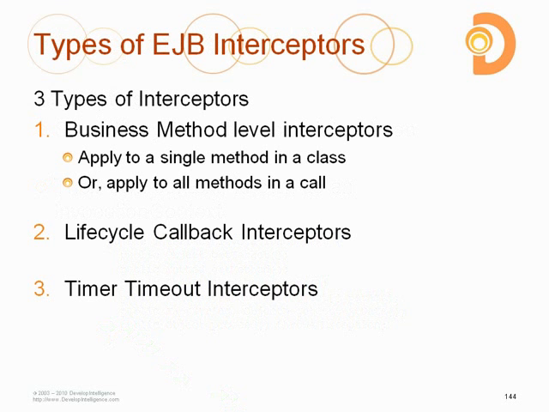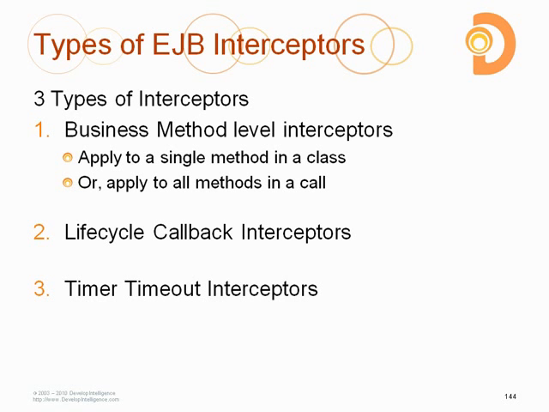Three primary types of interceptors. There are business method interceptors, and the idea there is that I'm either going to apply an interceptor to a specific method in my EJB, or I'm going to apply an interceptor to all methods in my EJB, or I'm going to do a combination.